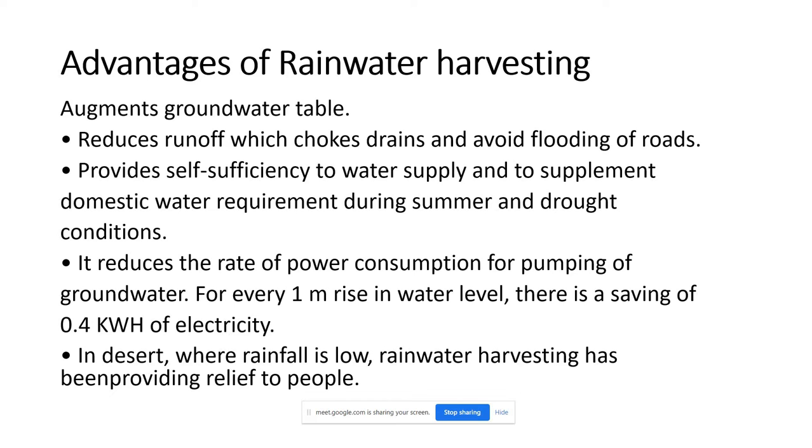It helps digest our food, absorb oxygen, transport body waste, and control body temperature. We need water in almost every domestic activity, from cooking and washing to bathing and sanitation.